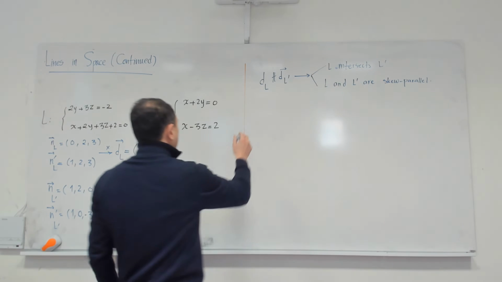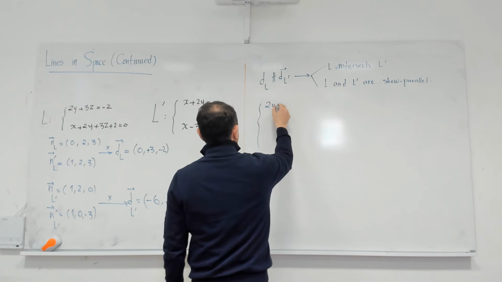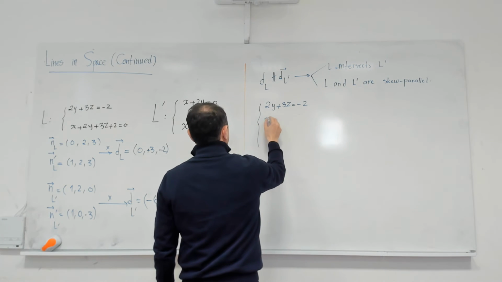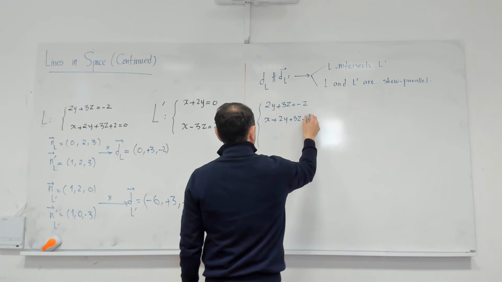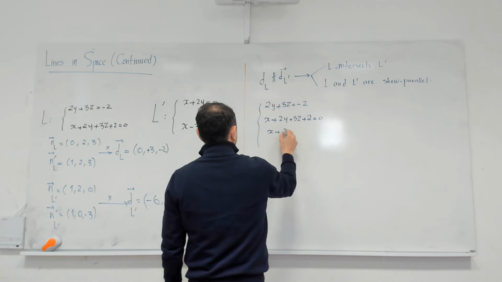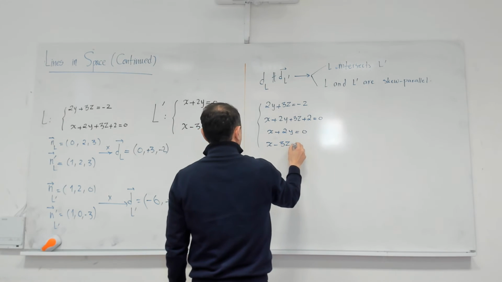So I will write them in a system, and then of course it is up to you to do the algebra more efficiently. Okay, so this is x plus 2y plus 3z plus 2 equals 0. And then x plus 2y is equal to 0. X minus 3z is equal to 2.